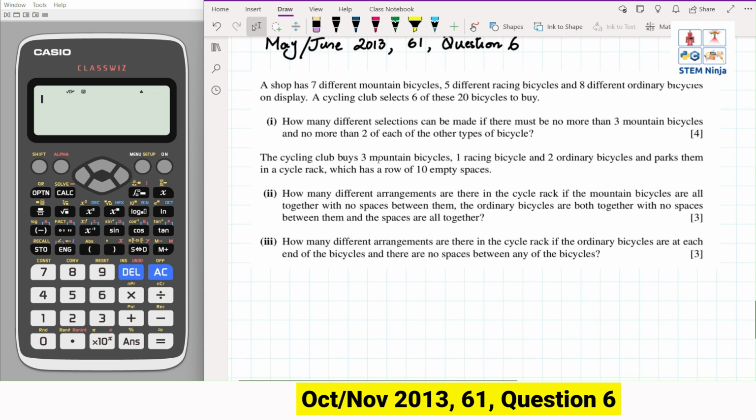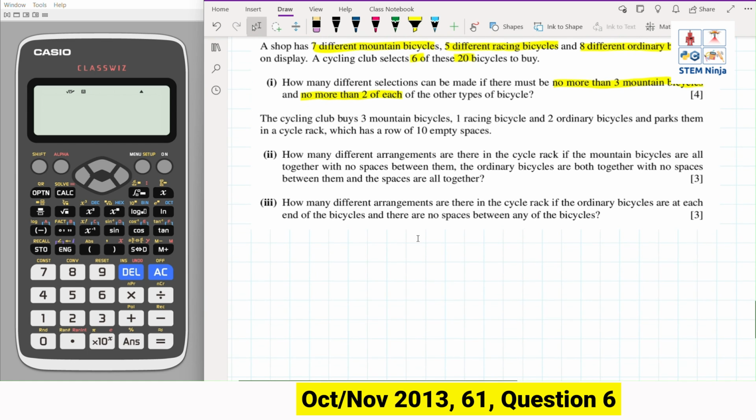A shop has 7 different mountain bikes, 5 different racing bicycles, and 8 different ordinary bicycles on display. The cycling club selects 6 out of these 20 bicycles to buy. Okay. How many different selections can be made if there must be no more than 3 mountain bicycles and no more than 2 of each of the other types of bicycles? Okay, all right. So we will have different scenarios.